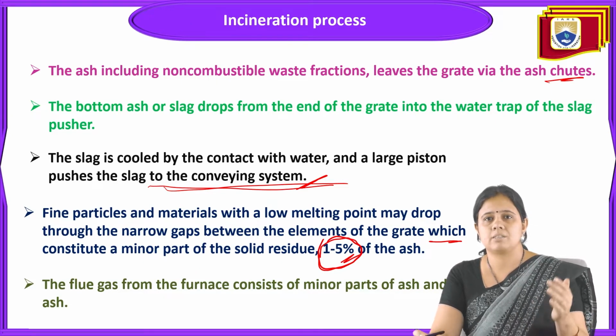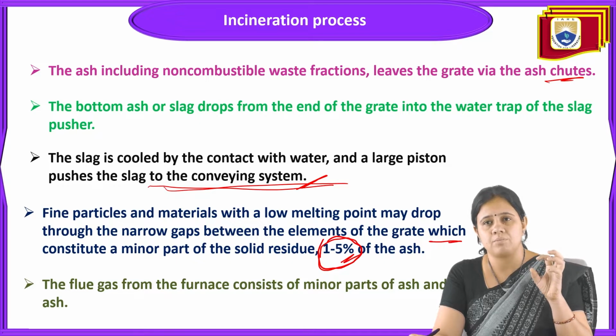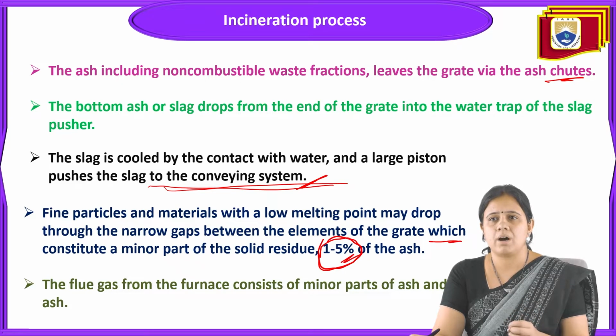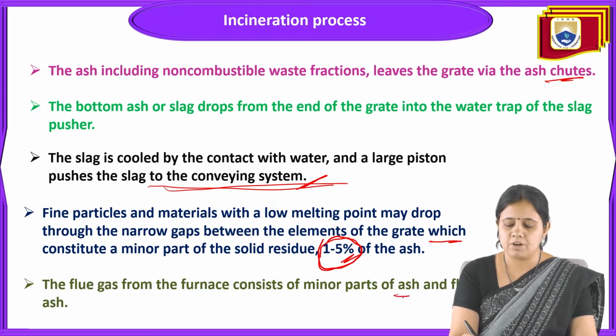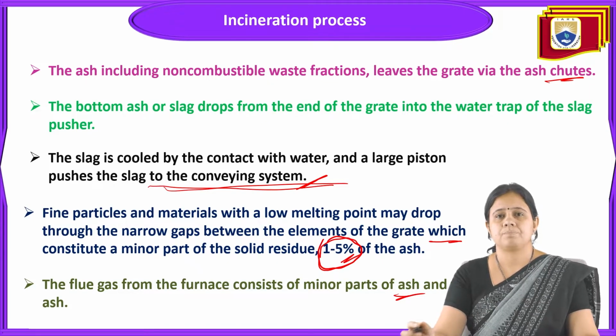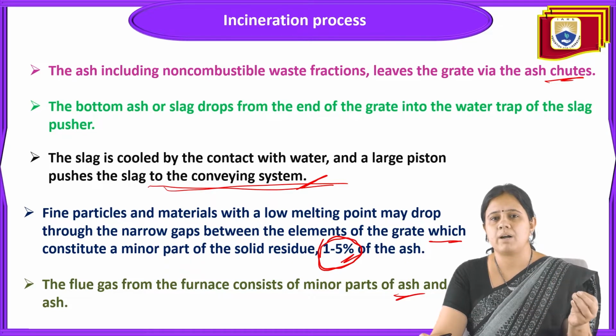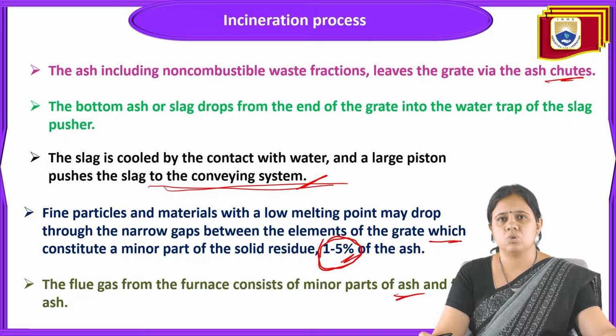So what happens next? The flue gas coming from the furnace consists of some very small parts of ash and fly ash. So this is the next process of the incineration.